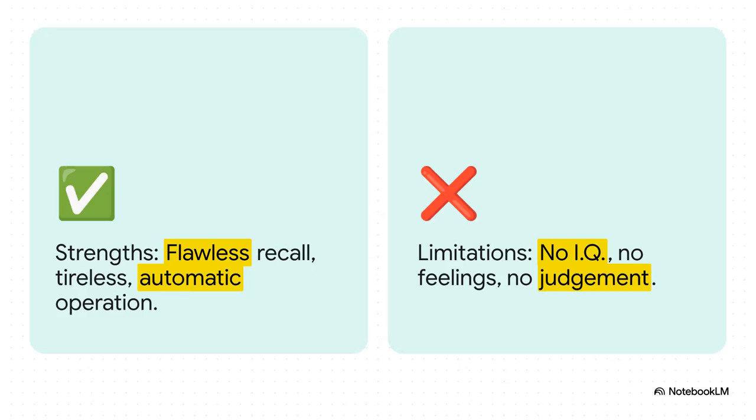So here's the bottom line. A computer has zero intelligence, no IQ, nothing. It's a perfect follower of instructions, but every single one of those instructions, what to do and in what order, has to come from a human being. It doesn't feel anything, it doesn't have hunches, and it can't make a judgment call based on experience. It is a powerful, powerful tool, but it's one that can't even turn itself on without us.